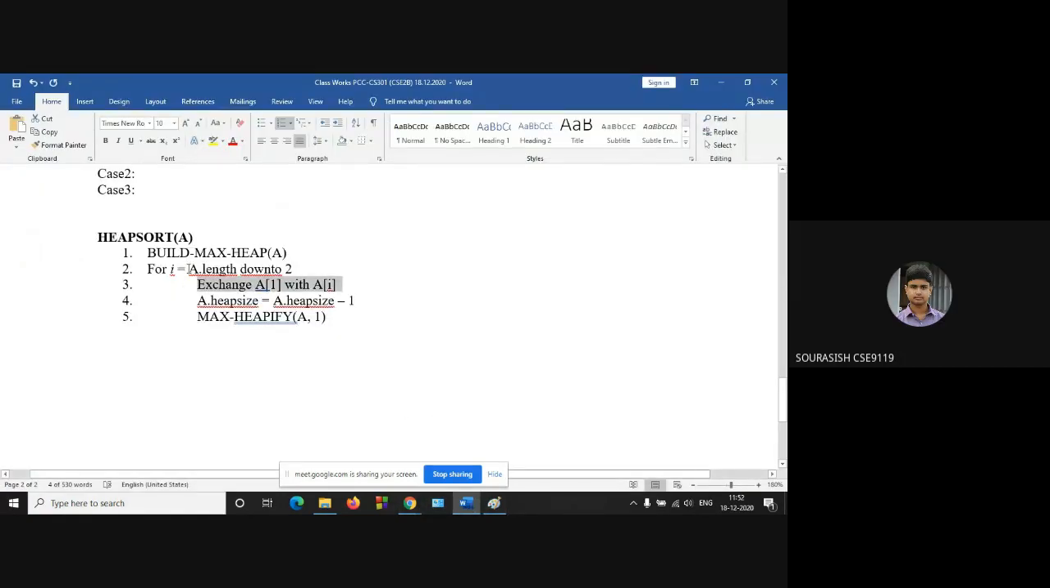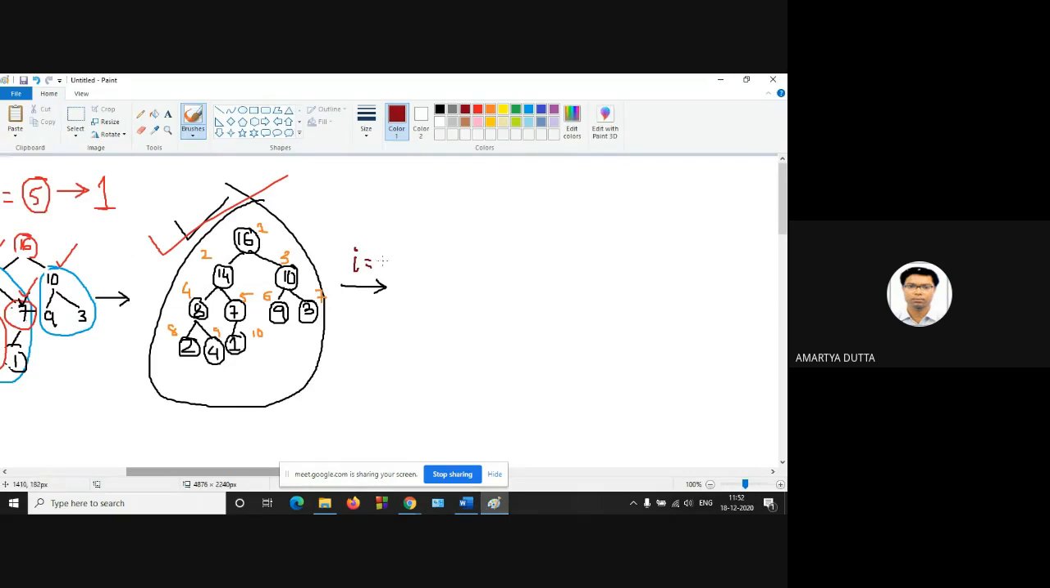So initially, the value of i will be the size, 10. It is a decremented loop: i runs from 10 to 2. So the i value is 10. Now exchange A10 with A1. Okay, exchange.